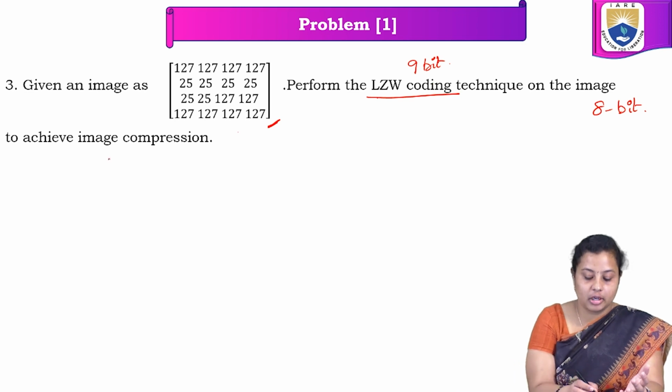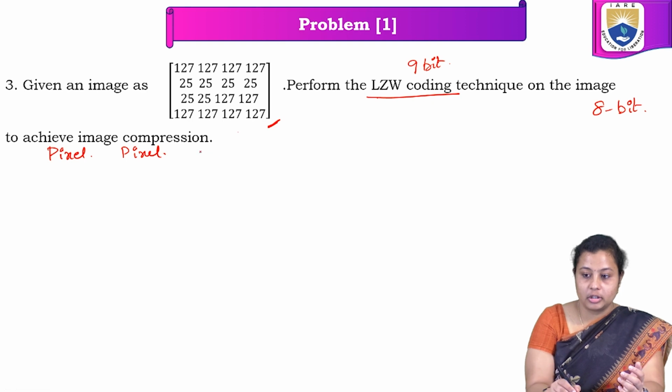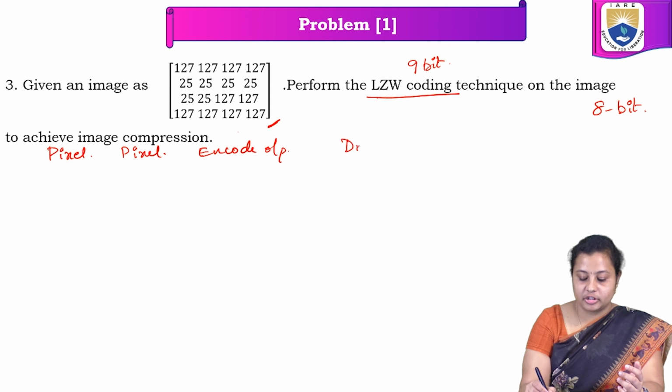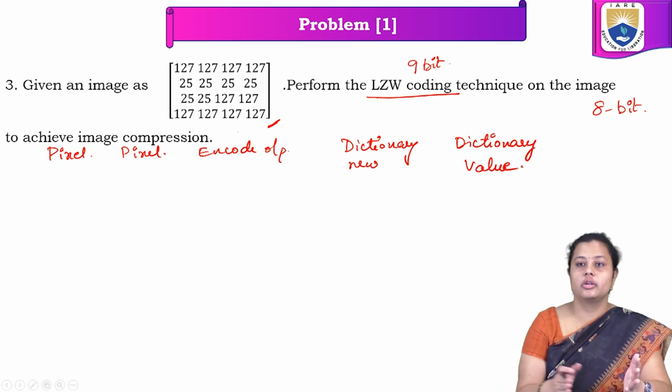So what was the table? How do we write it? We code it using the previous pixel. The pixel that we are going to consider in the first step, the previous pixel, then the encoded output, the dictionary new entry, and the dictionary value. So you create your table in this way.